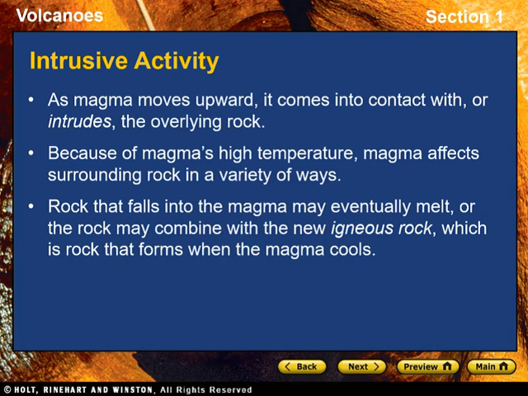Magma may also fracture surrounding rock and cause fissures to form, or cause the surrounding rock to break apart and fall into the magma. Rock that falls into magma may eventually melt, or the rock may combine with the new igneous rock, which is rock that forms when the magma cools.